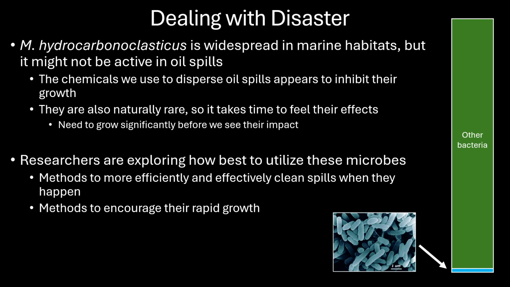So this species is very widespread in marine habitats, but it is rare when it occurs here. And so it's probably not very active when an oil spill happens in a marine environment. The chemicals that are used to disperse the oil spills, we're finding out, are very inhibitory to their growth. So oftentimes when there's an oil spill, in order to prevent the oil from clumping together, because of course oil does not want to interact and mix with water, we will spray a bunch of compounds that will force the oil to dilute itself and then spread widely throughout the ocean.